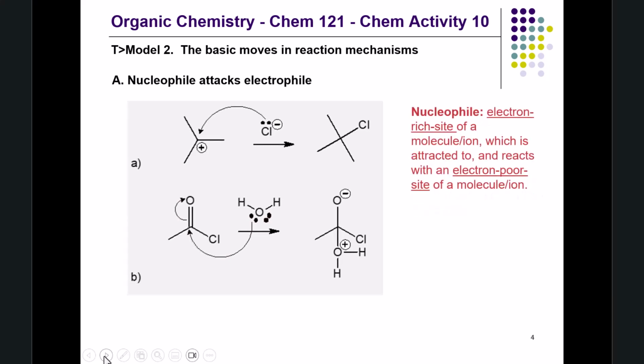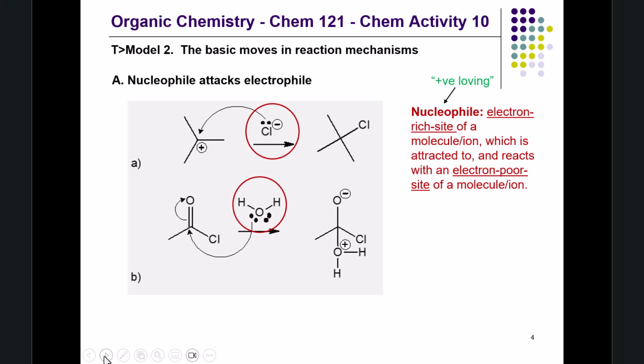A nucleophile is an electron-rich site of a molecule or ion which is attracted to and thereby will react with an electron-poor site. Now take a look at that word, nucleophile. That means positive loving. So something that's electron-rich will be positive loving. In these examples A and B, the chloride and the water are our nucleophiles.